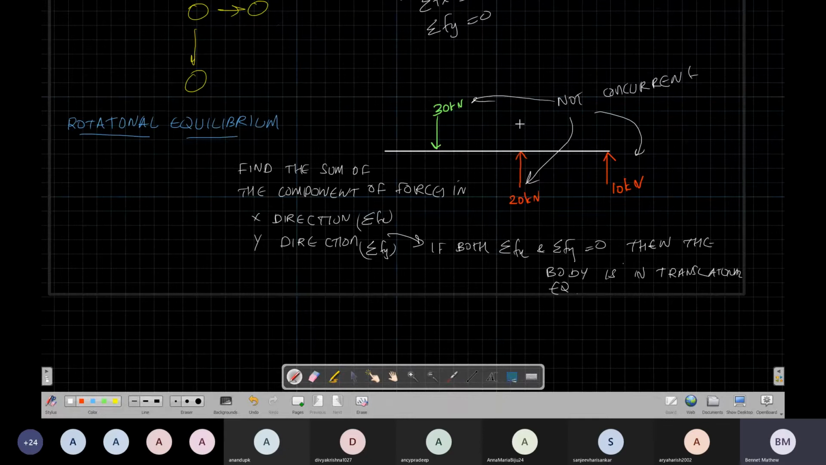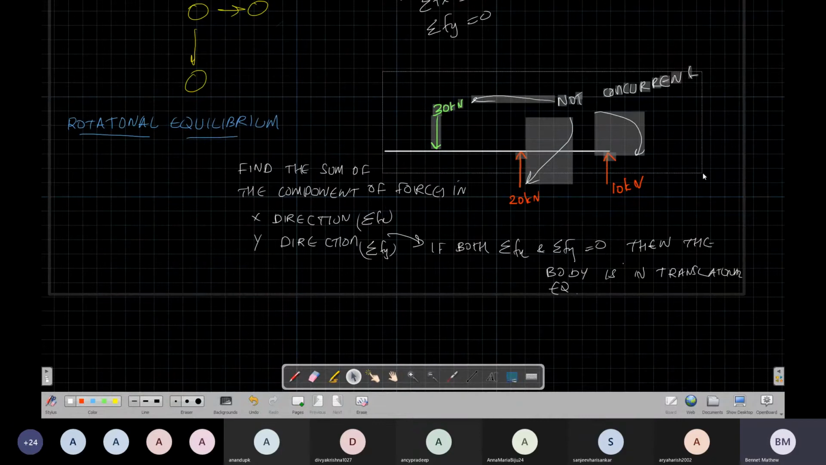Here we are not talking about forces which are acting at one point. We are finding forces which are acting at different locations, but they are parallel. Now let us see whether it is in translational equilibrium. Let us take this question to the next slide, then one by one we will start studying.